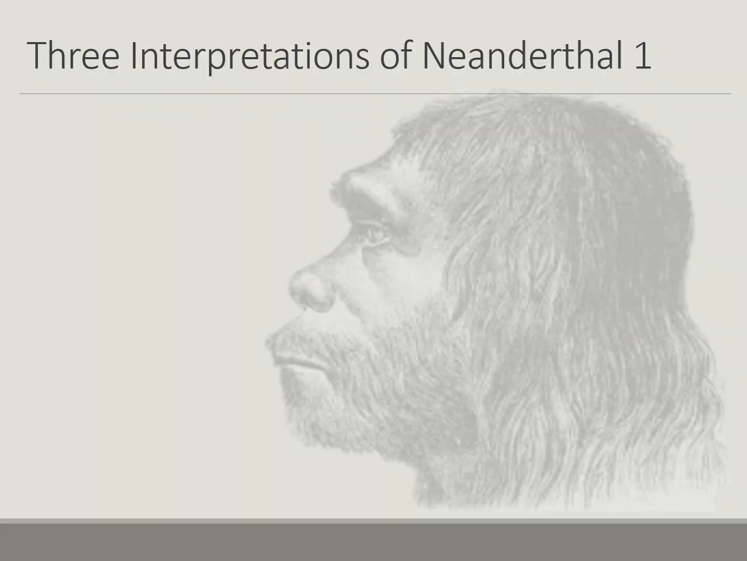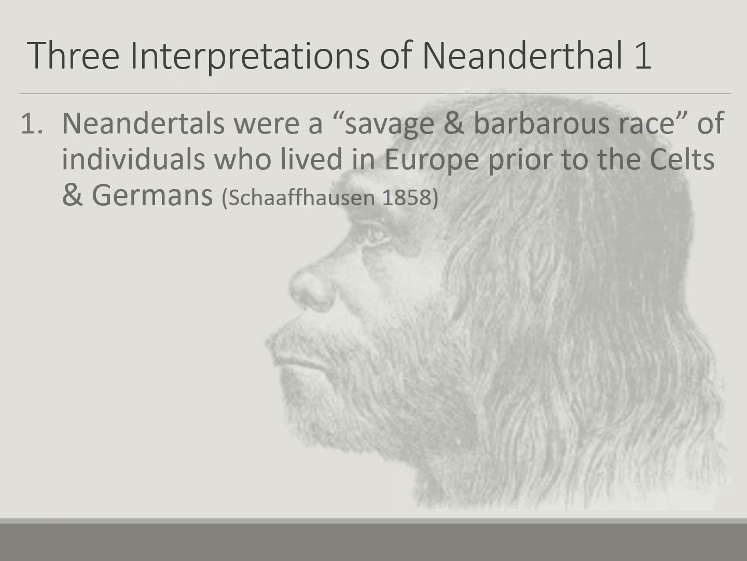So what do we make of Neanderthal 1, that partial skeleton? Well, there were 3 interpretations back then. One of them was that Neanderthals were a savage and barbarous race of individuals who lived in Europe prior to the Celts and Germans. So it's thought that these were just still Homo sapiens, but an earlier breed, nothing more. And yes, they were savage and barbarous. So even back then, we could see all the negative stereotypes starting.